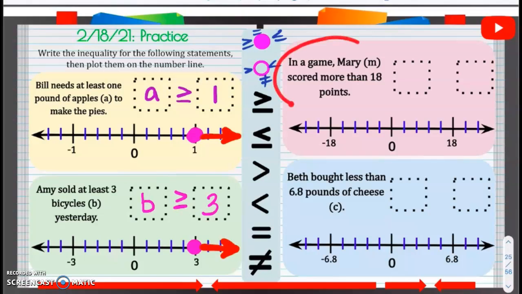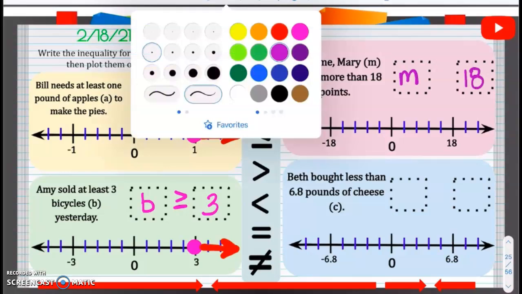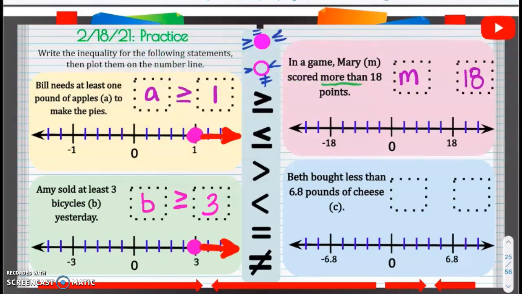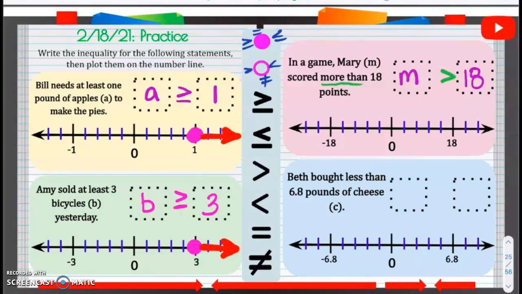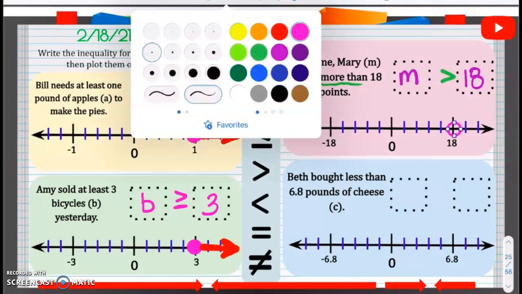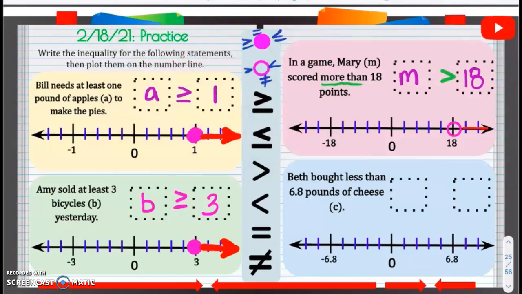Let's take a look over here. In a game, Mary scored more than 18 points. So here we have Mary, and we have 18 points. She scored just more than, so not equal to, more than. So it's got to be greater than 18 points. We are going to have an open circle here at positive 18, and it has to be shaded anything more than 18, so anything to the right.